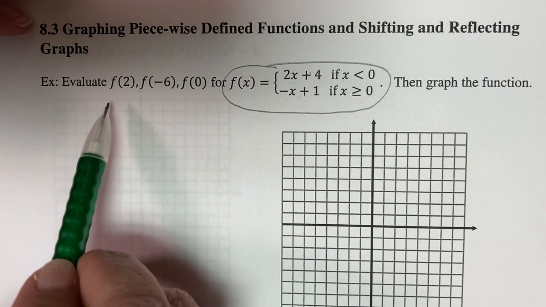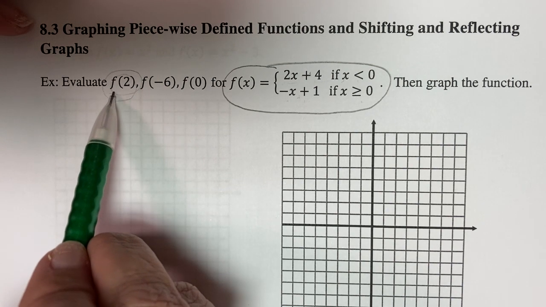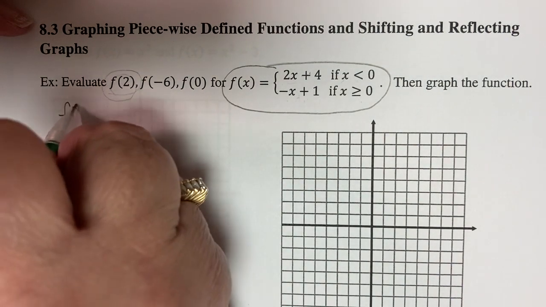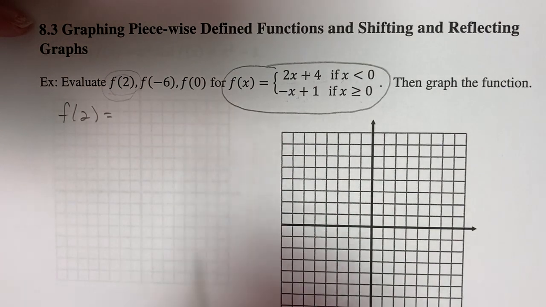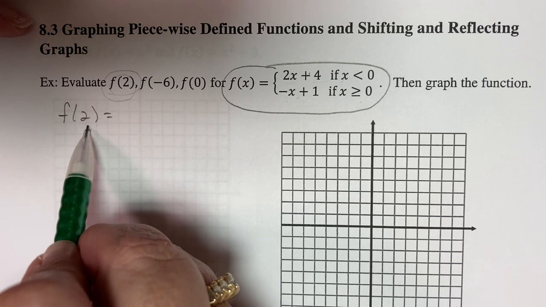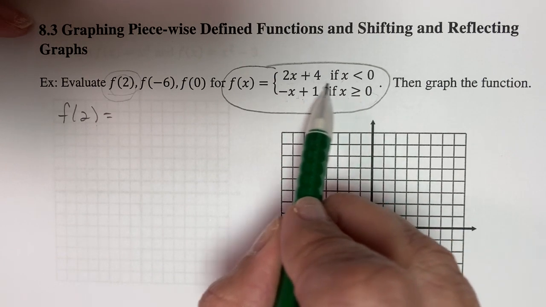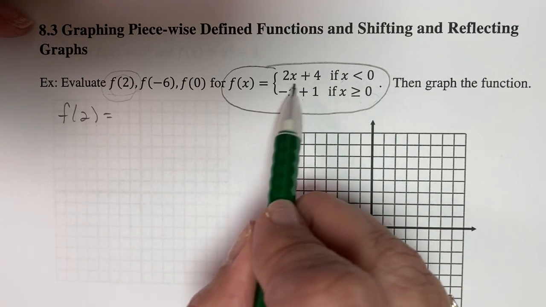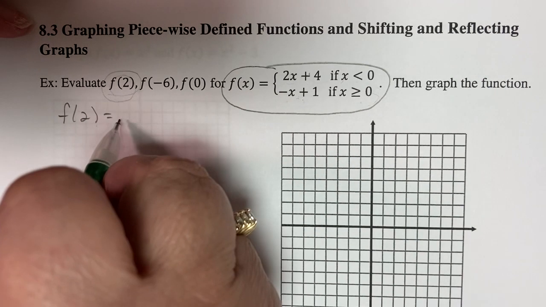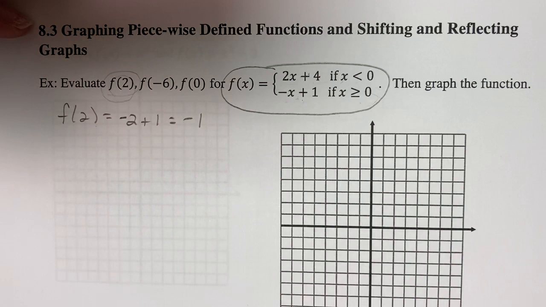So you notice the first thing they're asking us to do is to evaluate the function at certain values. So the first thing I want to do is find f of 2. And the key is to plug that 2 into the right piece of the function. 2 is positive. It's greater than 0. So if I want f of 2, I have to plug it into this piece of the function. And if I plug it into this piece, it would be negative 2 plus 1, which is negative 1.